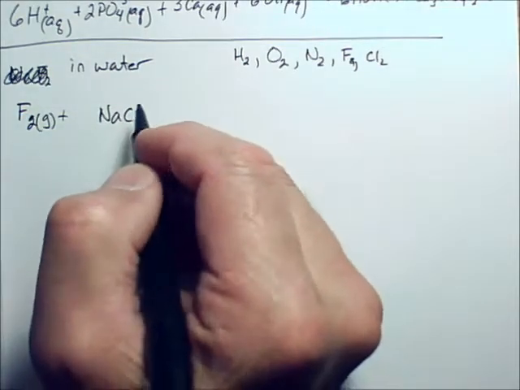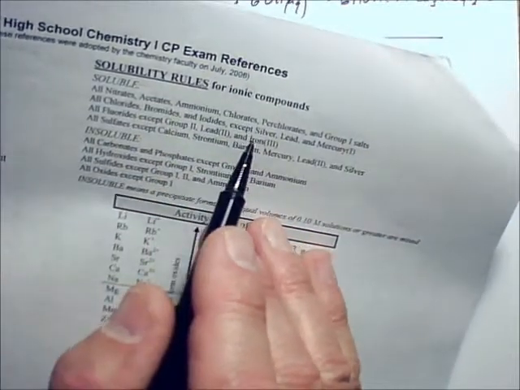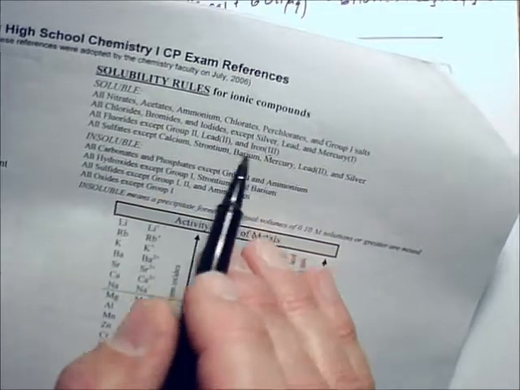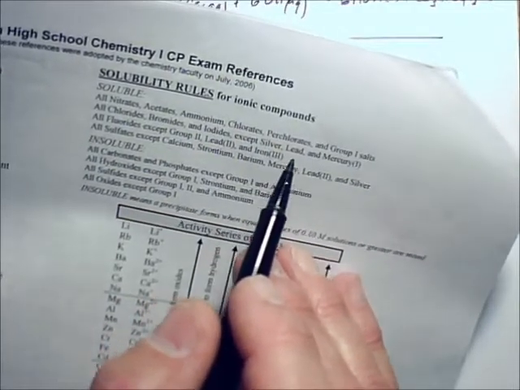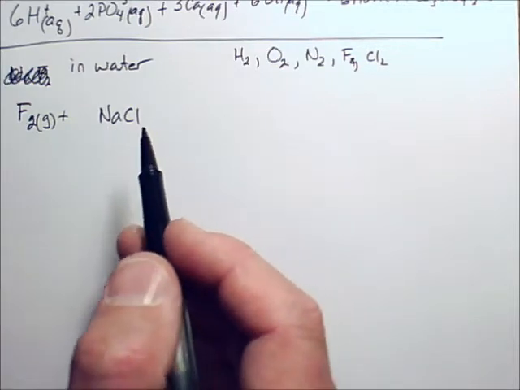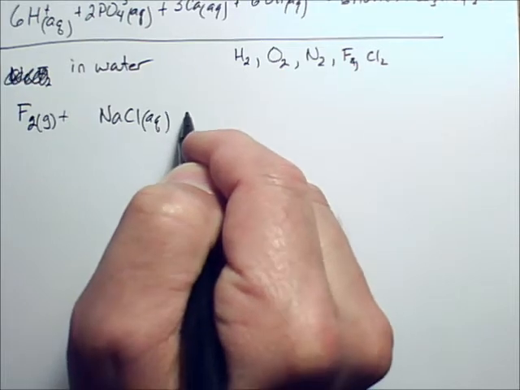Okay? Now, it also turns out that chlorides are soluble. And there's no exception for sodium. If chlorides are bonded with silver, lead, or mercury 1, it would be an exception, but sodium obviously is not those things. So this is going to be aqueous.